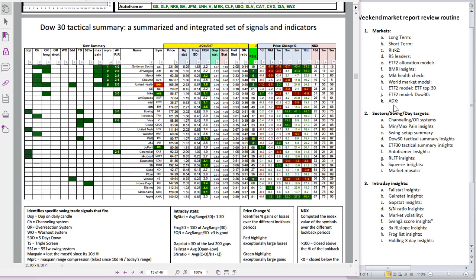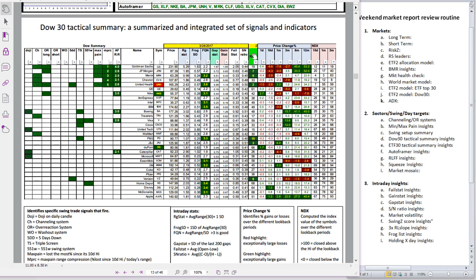I then am looking at the Dow and the ETF 30 tactical summaries. And here's where I'm looking for what patterns have fired from among the swing trades. I'm looking at max pain range compression priorities and the auto framer reward to risk ratios. In this column under reward quality, numbers that are anything better than 3 leap out at me.